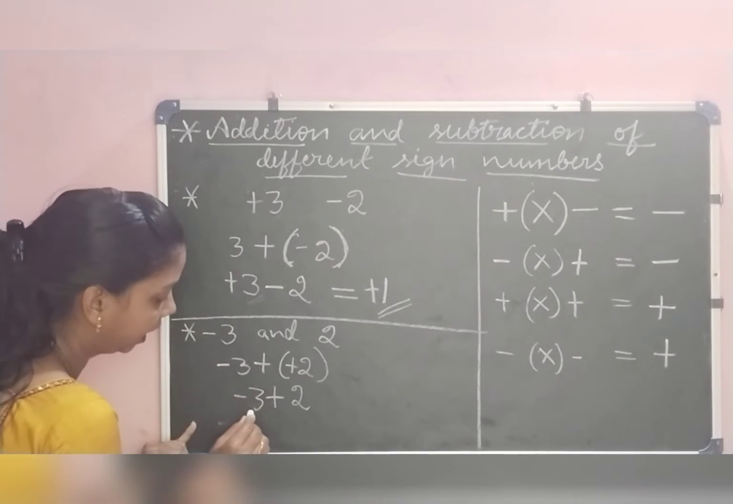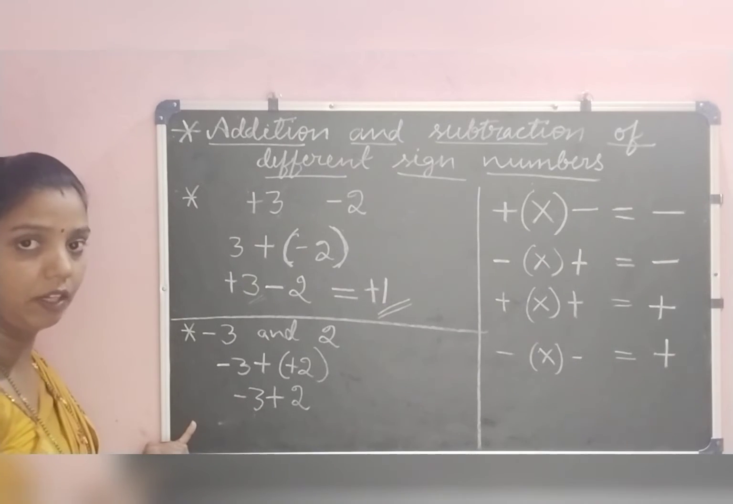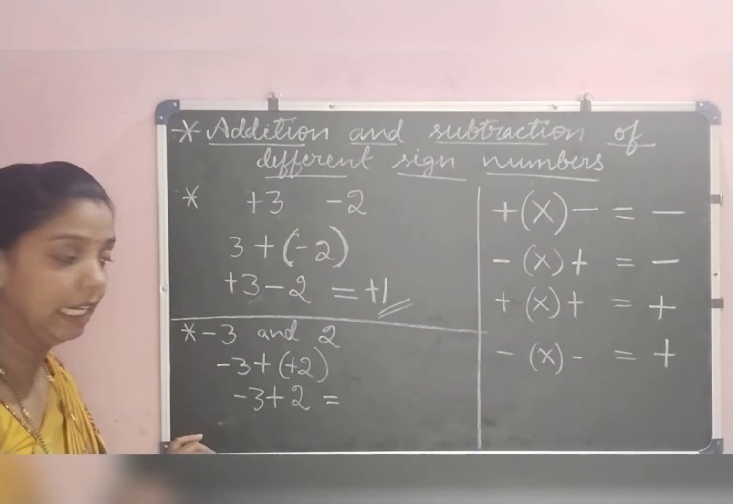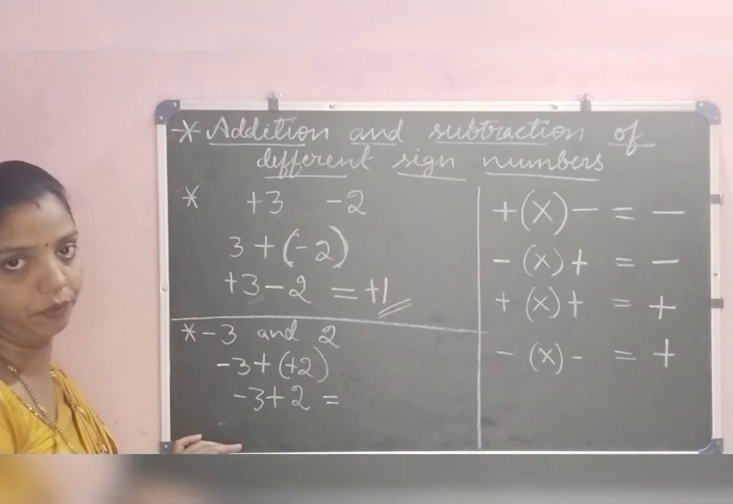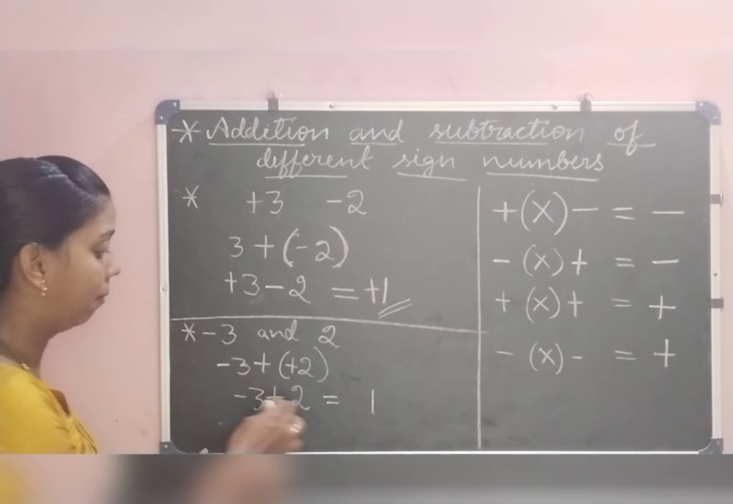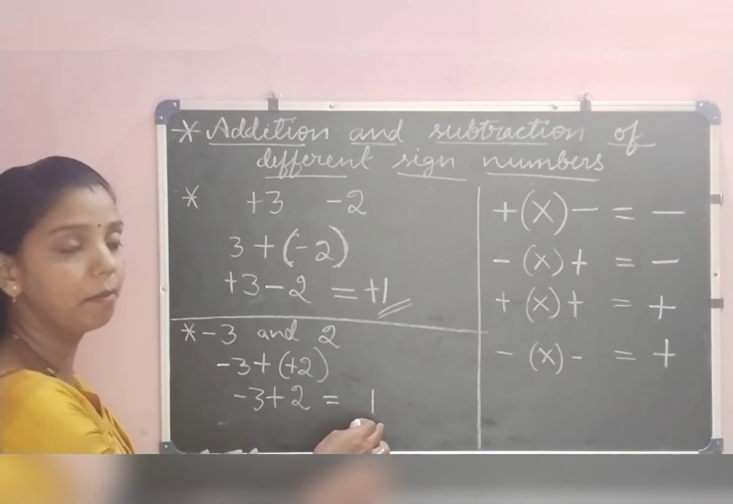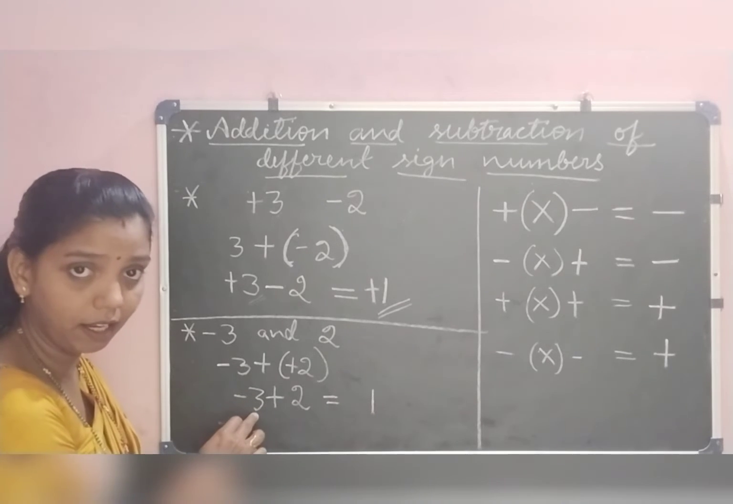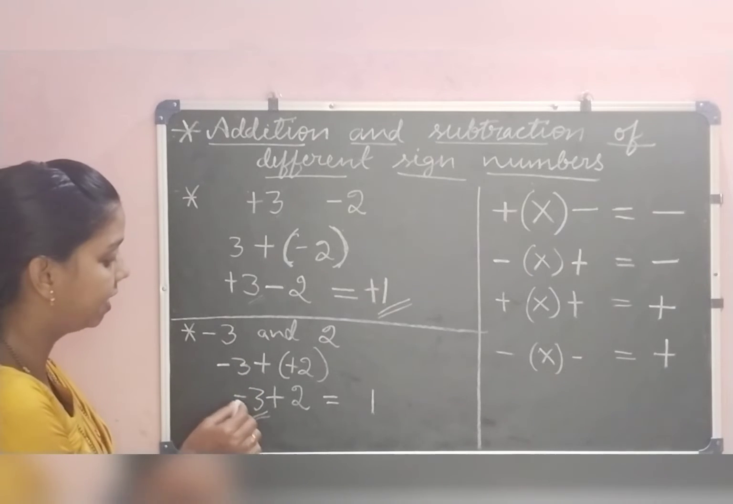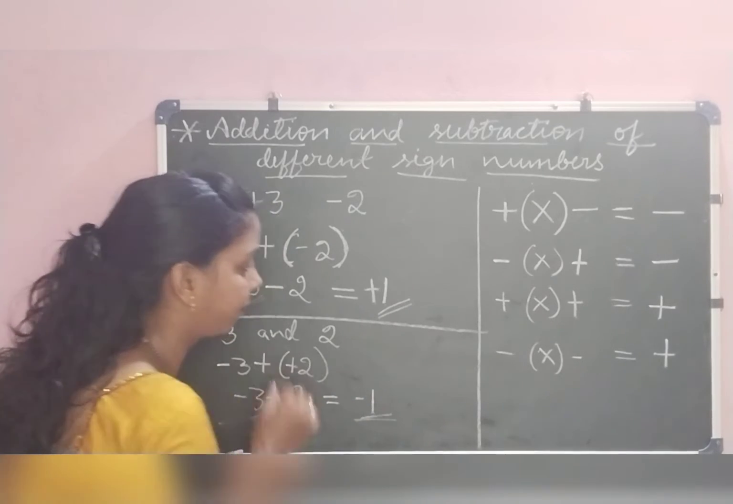This is -3. Now these two numbers have different signs. That's why you have to subtract those numbers. 3 minus 2, the answer will be 1. When you have two numbers with different signs, you subtract the numbers and insert the sign of the larger number. Among 3 and 2, 3 is the larger number. Its sign is minus. That's why you have to apply the negative sign here.